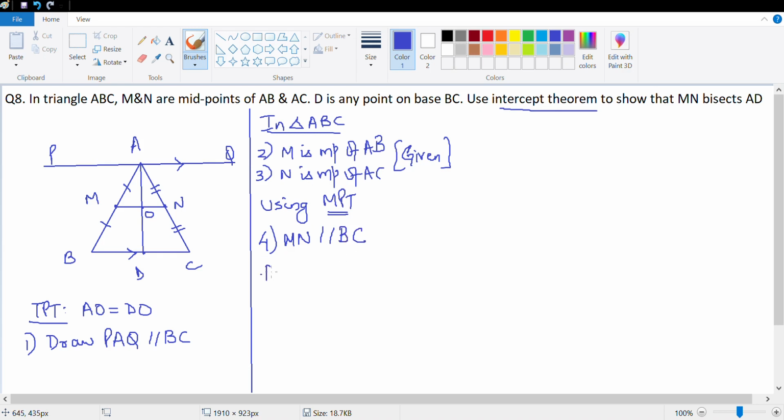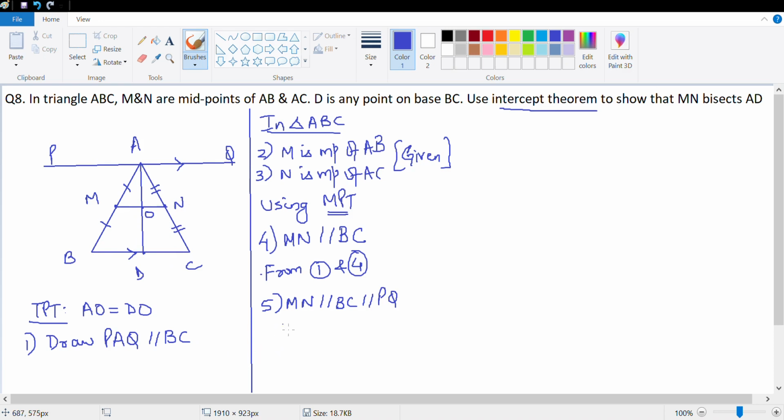What it means is from 1 and 4, what I get is number 5, which is MN is parallel to BC, which is parallel to PQ. So all these 3 are parallel to each other. Now I can apply intercept theorem. These are a pair of parallel lines, and the transversal AB is making equal intercept. Similarly, transversal AC is making equal intercept. Similarly, transversal AD will also make equal intercept.